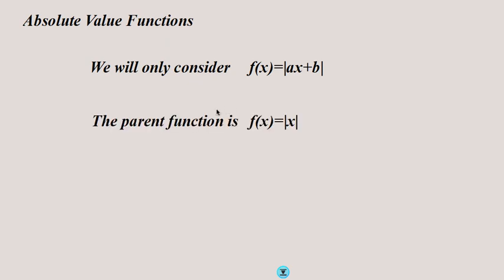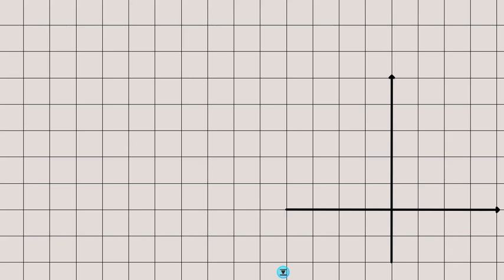Of course, the parent function of this type is f of x equals the absolute value of x, where a is 1 and b is 0. And let's begin by considering how we can plot this function. What we have is f of x is equal to the absolute value of x. Let's create a table of values for x and for f of x. Let's say we're going to start at x is negative 2, negative 1, 0, 1, and 2.